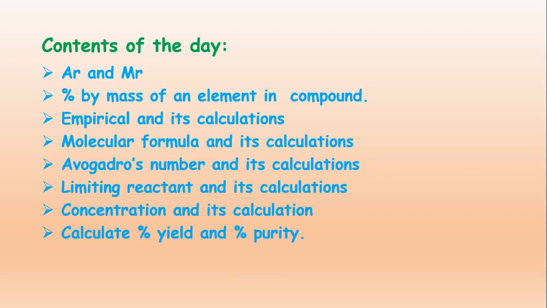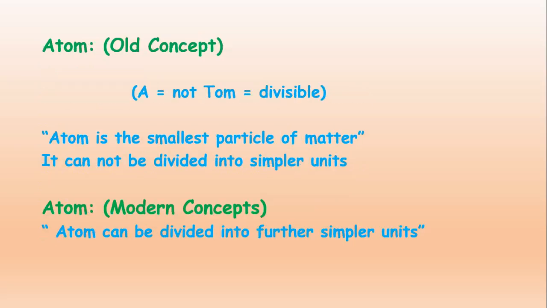Then we also discuss the relative atomic mass, relative molecular mass, then percentage by mass of an element in a compound, how to calculate, then empirical formula and its calculations, molecular formula and its calculation, Avogadro's number and its calculation, limiting reactant, concentration and its calculation, and last, calculate the percentage yield and percentage purity. So these are the contents of the day which we will discuss one by one.